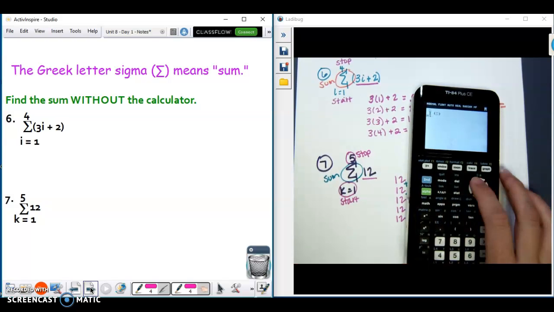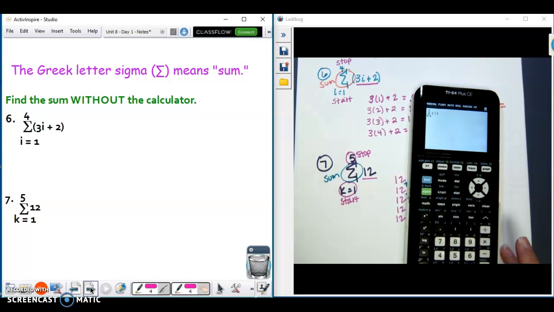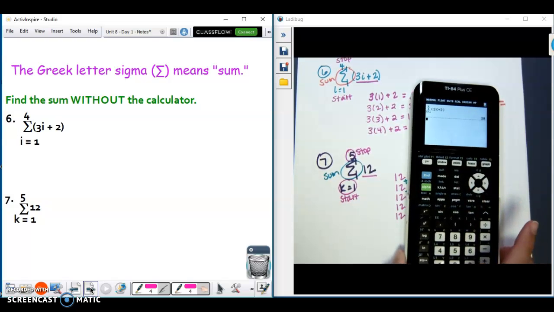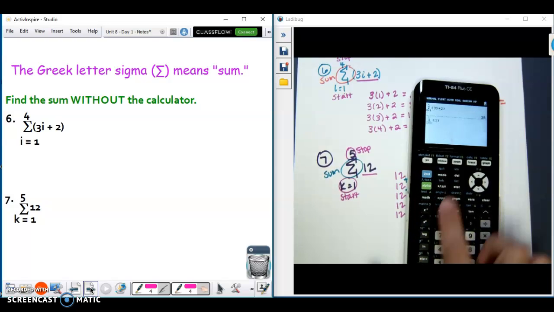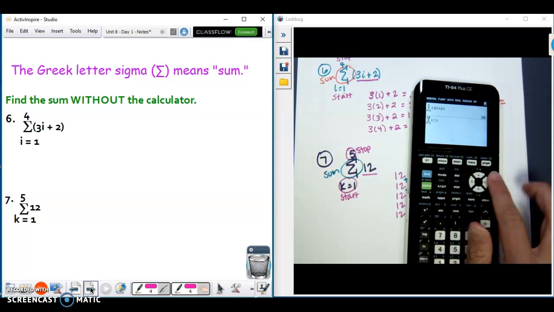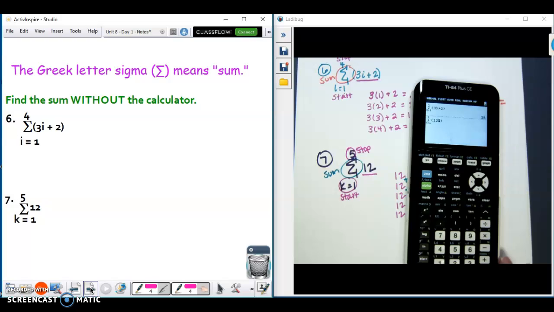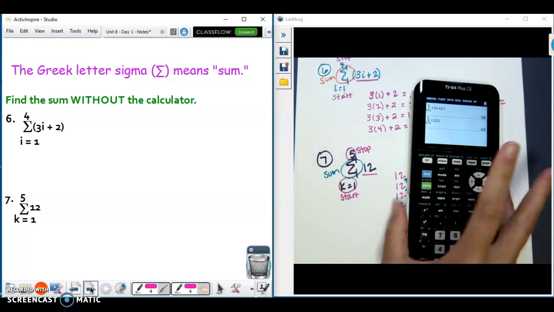So, X starts at 1, and the top number needs to be 4. And then on the inside, I would type in 3x plus 2. And if I hit enter, I got 38, which is exactly what I got for number 6. So for number 7, I'm going to hit math, go to 0, x equals 1. The top number is 5, and the equation here is just 12. And you should get that 60. Okay? So these can be done on the calculator, or they can be done by hand.